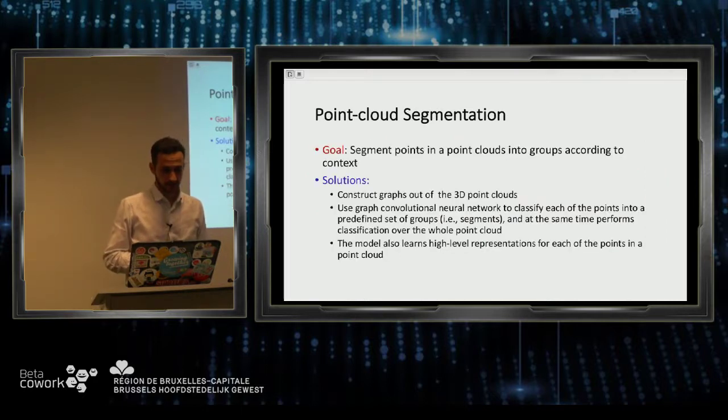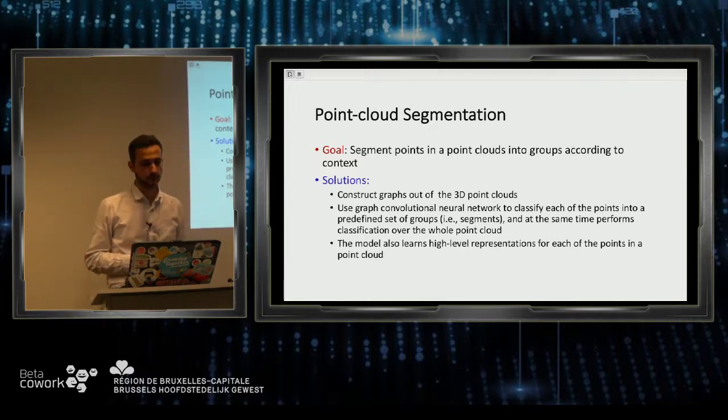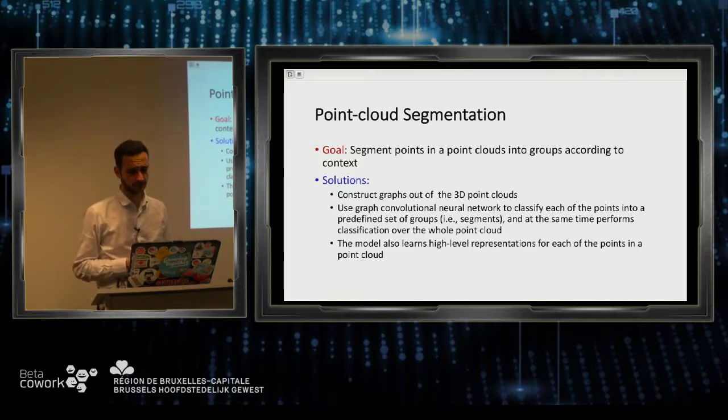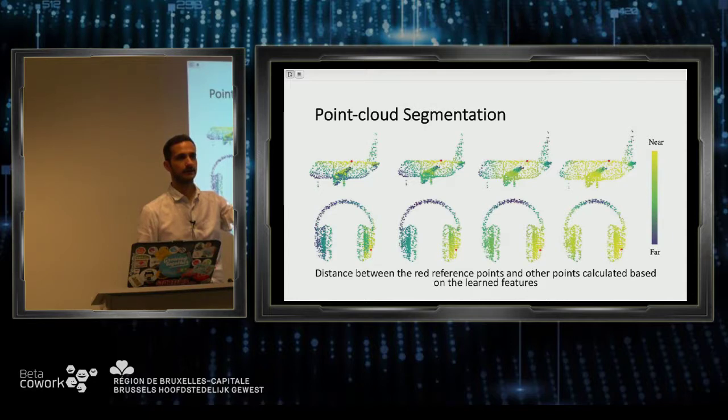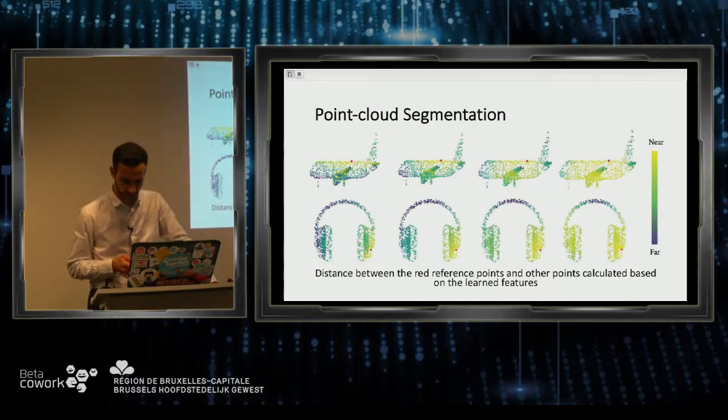So how do you do that? First of all, again, you construct graphs using 3D clouds, and then you use graph convolutional neural networks to classify each of the points into a predefined set of groups. And at the same time, you can perform classification over the whole point graph. The idea is that it is a supervised learning problem, where for every point you have a label. And what you do is you try to predict the label using the function that you have, right? So you train such a function on available data using labels, and then you apply it to a new object, and you run the algorithm to classify each point in the right category.